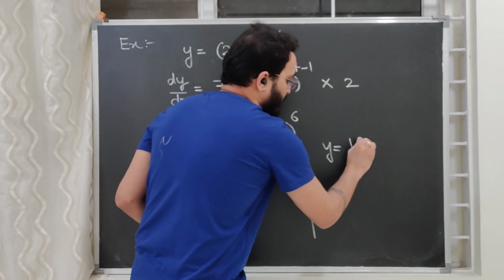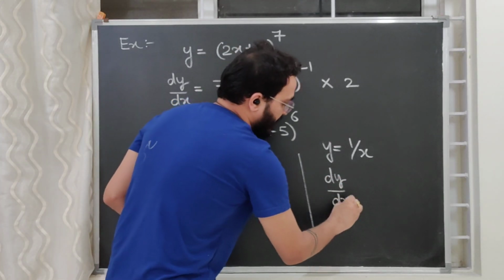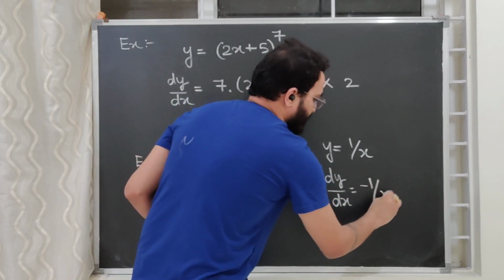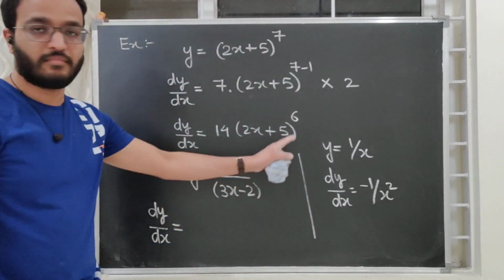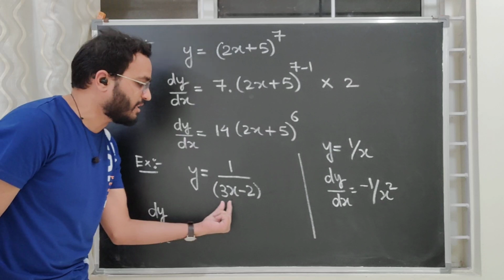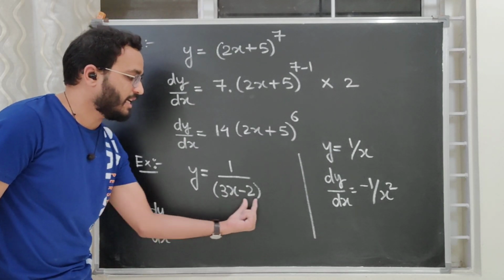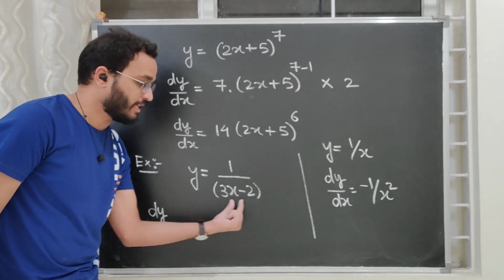Suppose y is 1 by x. So I told you to learn it. dy by dx will be what? Minus 1 by x square. Yes, minus 1 by x square. Now don't you think that here x is replaced by 3x minus 2, where this is like ax plus b? This is a, this is b.